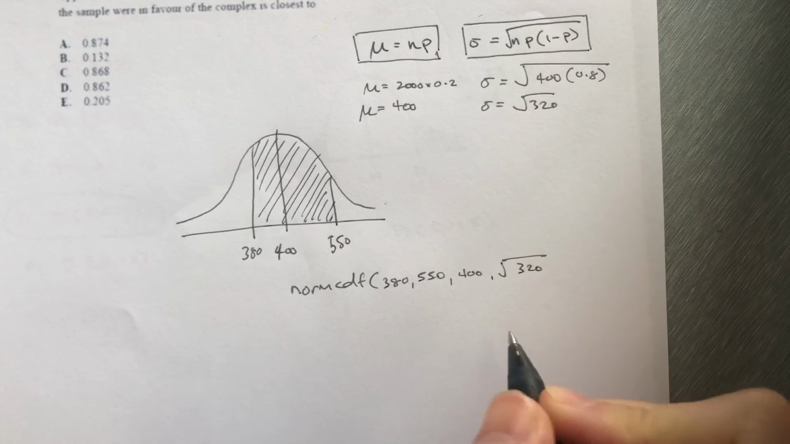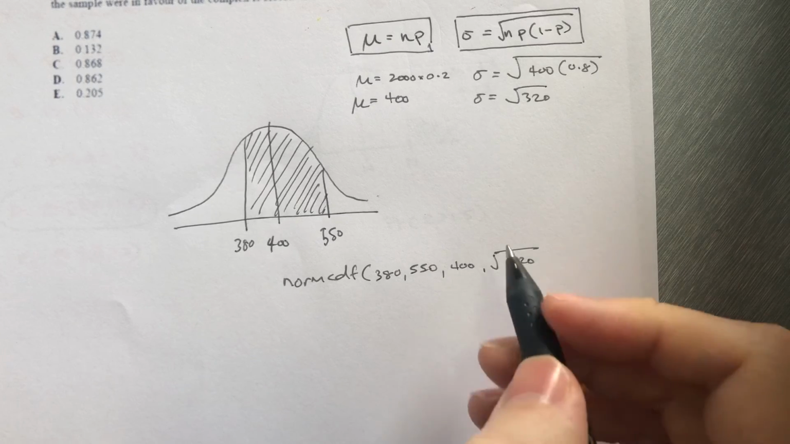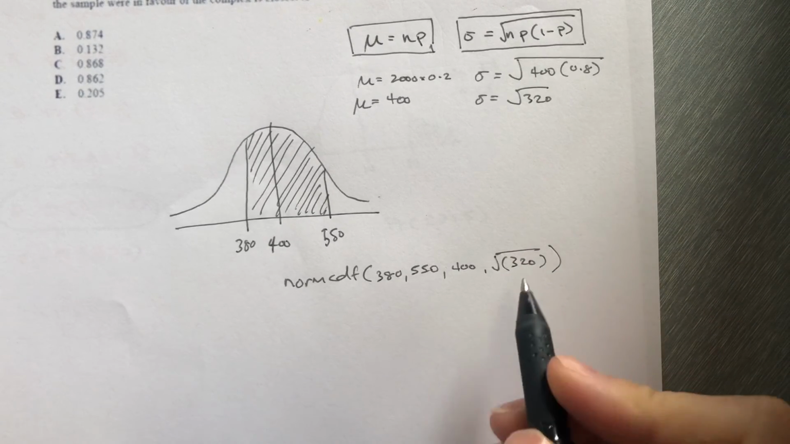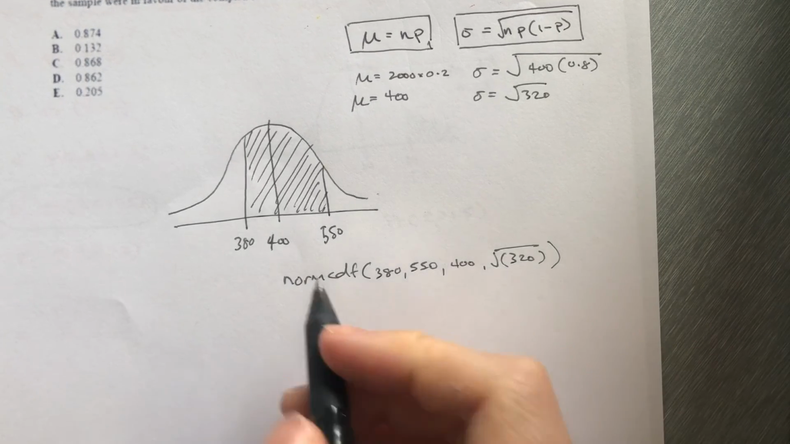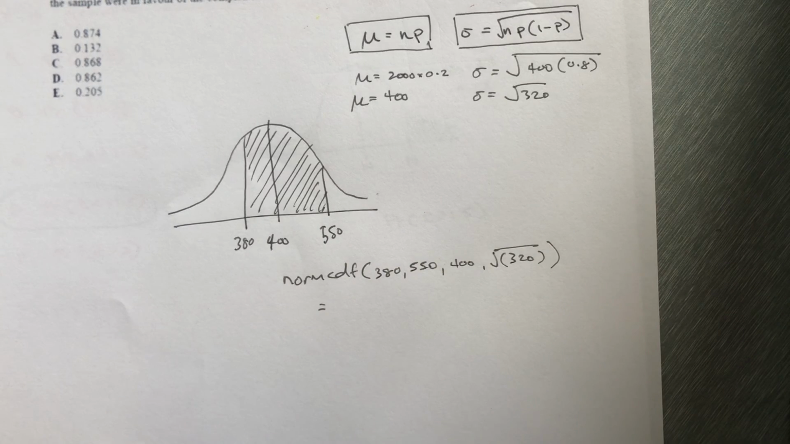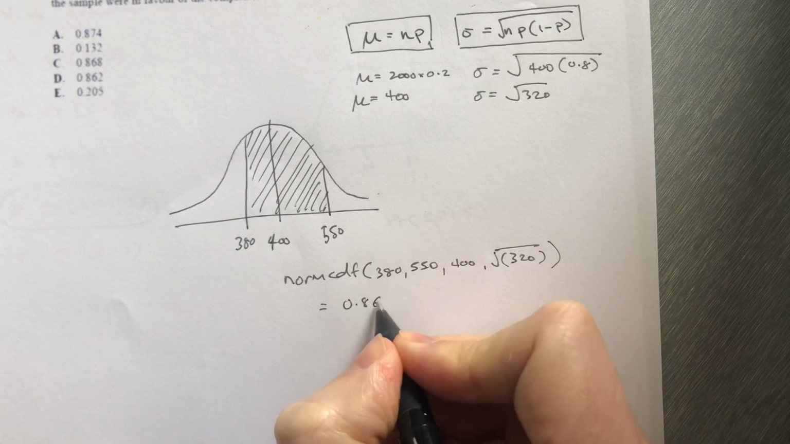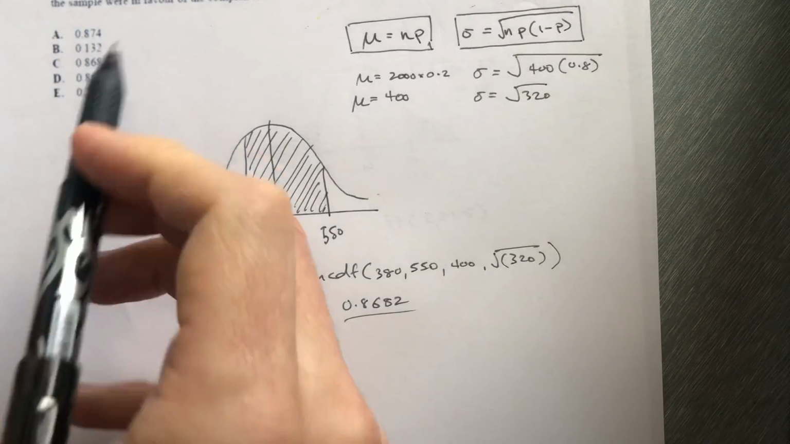Now when you put root 320 into your CAS, make sure you put brackets here. Otherwise it's going to say it's missing brackets and it won't work. So you might have to put those in there. And once you've done that, hit enter, and it's going to tell you that your answer is 0.8682. And there it is, C.